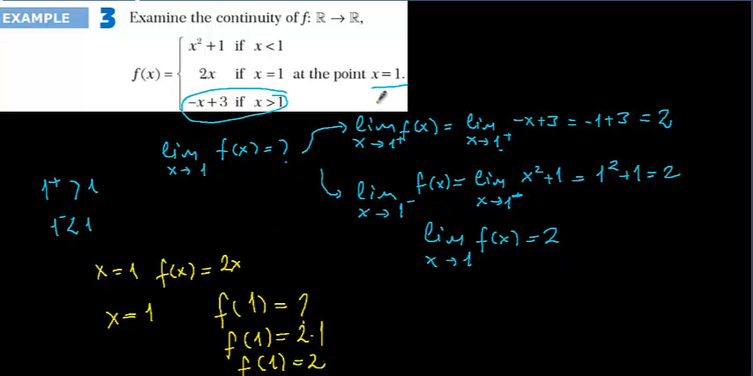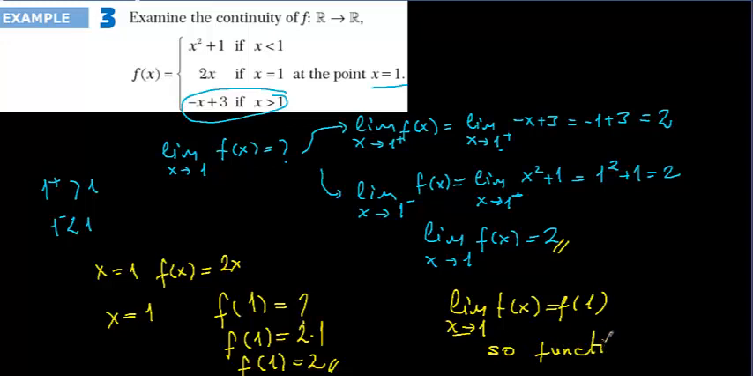And here the c value: limit x tends to c of f(x) and f(c) have the same value, which is equal to 2. Since this 2 value is equal to each other, limit x tends to 1 of f(x) is equal to f(1), which is equal to 2. Then the limit value and function value are equal to each other. So the function is continuous at x is equal to 1.